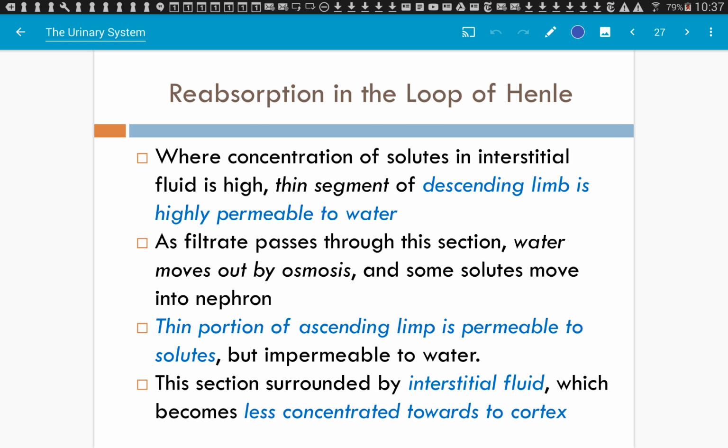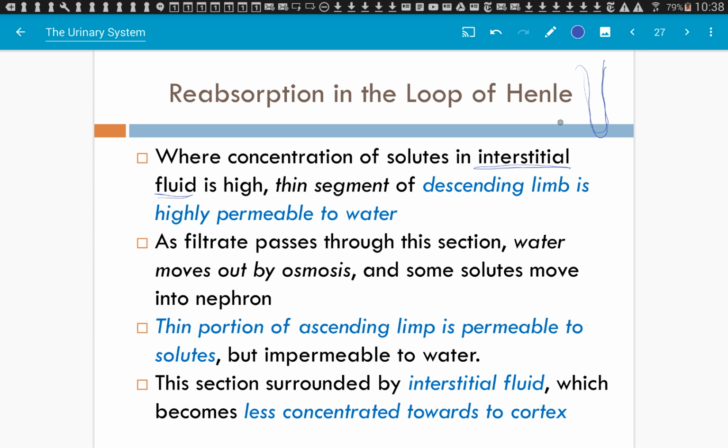Moving to the loop of Henle. So we've done the proximal convoluted tubule. Now we have our loop of Henle, discovered by, I believe, a Dr. Henle. Usually they're named by the person who discovers them. Okay. So, talking about our little nephron, here's our loop of Henle. And so we have our cortex and our medulla, the interstitial fluid, so the fluid surrounding our nephrons. Okay, that's our interstitial fluid.